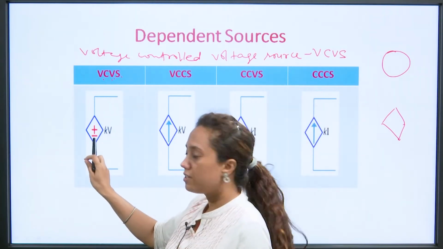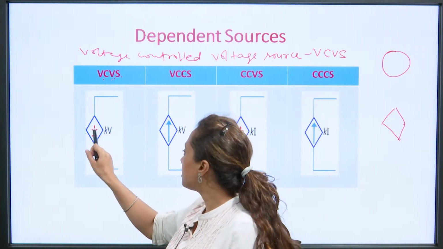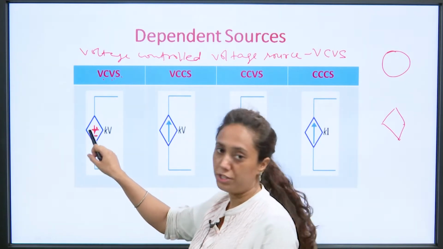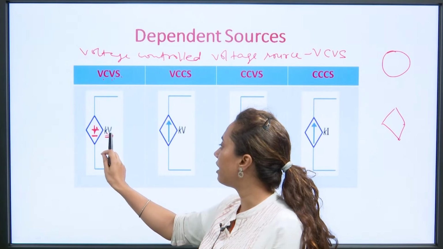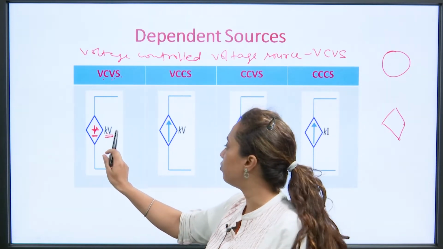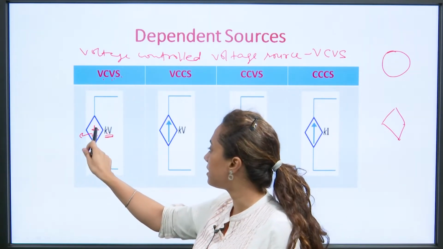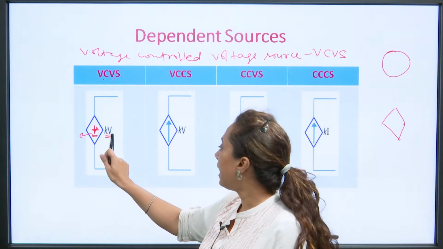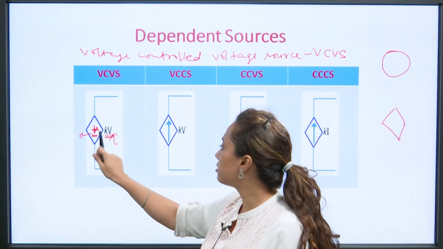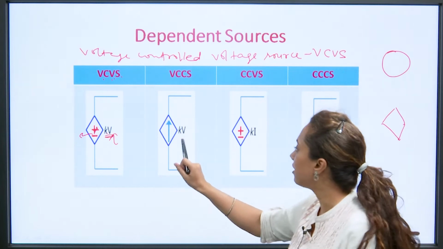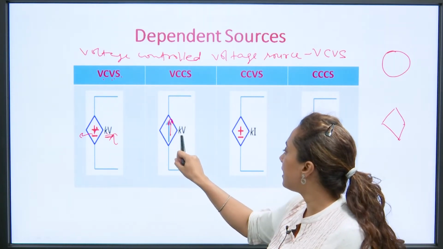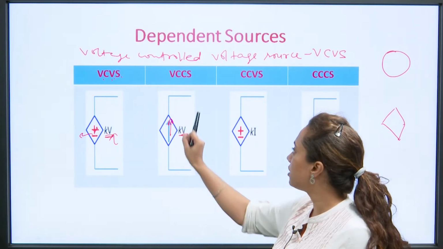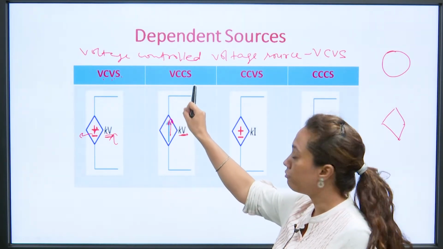It is shown by a diamond shape, and this plus minus sign shows that it is a voltage source, and the denotation shows that it is dependent on kV, where k is some constant and V is the voltage. Since it depends on the voltage, it is a voltage controlled voltage source. Similarly, a current source is shown by an arrow, and the dependent value is the voltage, so it is a voltage controlled current source, right.